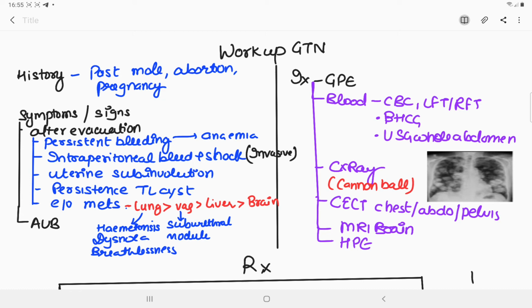On investigation, we will send blood investigations, that is complete blood count, baseline LFT, RFT, baseline beta HCG, and USG of the whole abdomen. Chest X-ray is done, and if lung mets are there, a cannonball appearance can be seen. CECT chest, abdomen and pelvis is done, MRI brain can be done, and a sample is sent for histopathological examination.